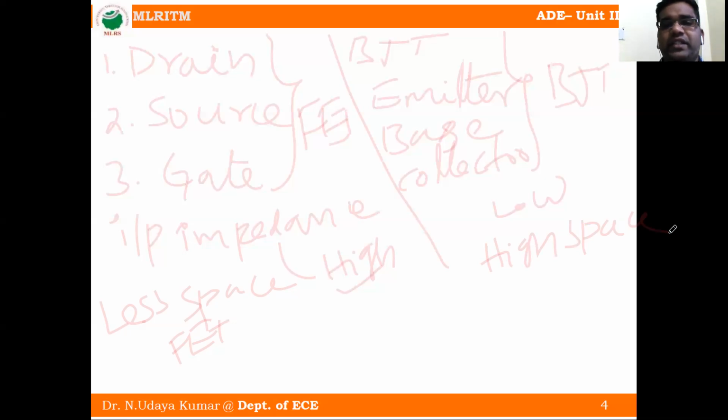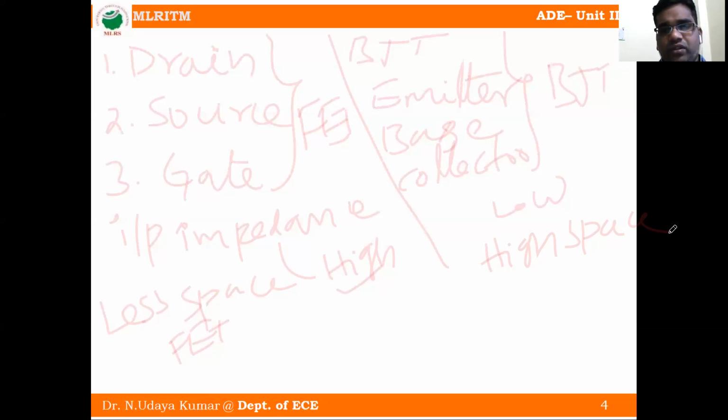That's why in integrated devices, VLSI technology, we prefer only FET because it requires less space. The remaining space we can use to add other components also. So this is the main advantage of FET. It requires less space so that it can be used in VLSI technology. For integration of all components into a chip, we use FET instead of BJT.